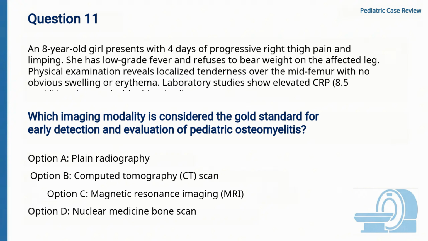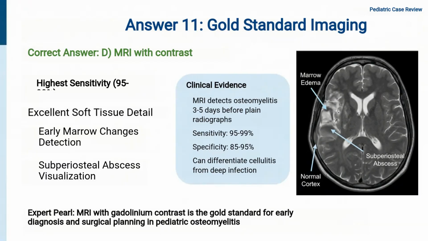Option D, nuclear medicine bone scan. The correct answer is option C, magnetic resonance imaging with contrast. Magnetic resonance imaging is the gold standard for diagnosing early osteomyelitis in children with a sensitivity of 95 to 99% and specificity of 85 to 95%.